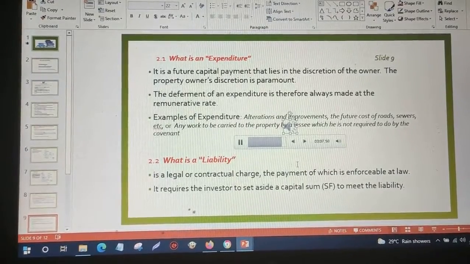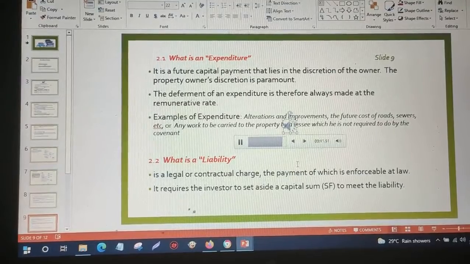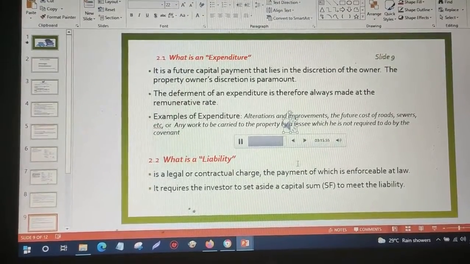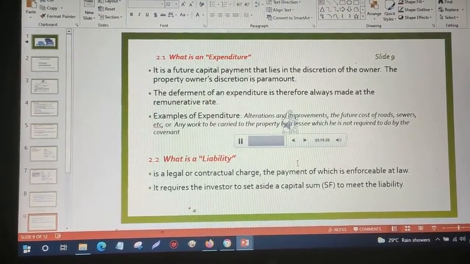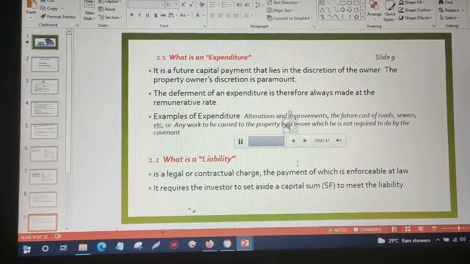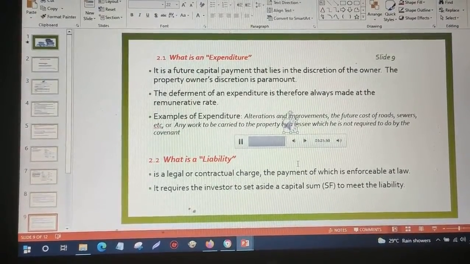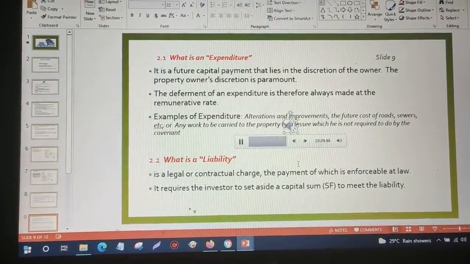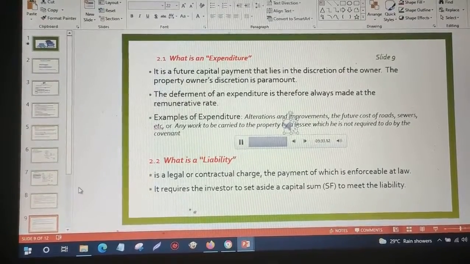So the general rule for deferment, I'll go over it again, of future capital payments may be summarized as follows. Future capital payments, which are expenditure, are deferred at remunerative rates. Then future capital payments, which are liabilities, are deferred at the accumulative rate. Accumulative rate is sinking fund rate, which is like 2.5% or 3%, as the case may be.